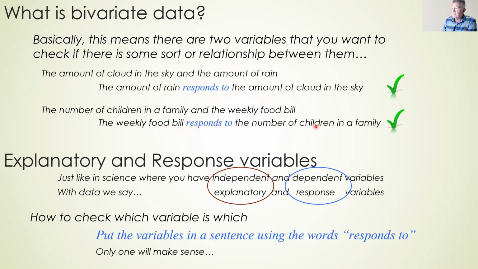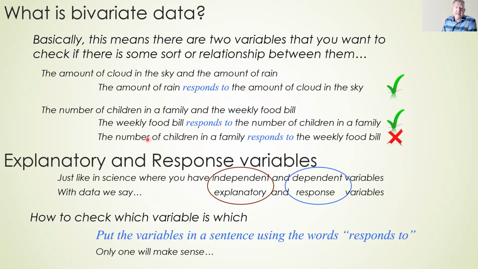If we swap those two variables around, the number of children in the family responds to the weekly food bill. Does that mean if you buy more food, you're going to have more kids? Unfortunately, that doesn't work at all, does it? Nope. It's the food bill responds to the number of children. You have the children before you feed them.